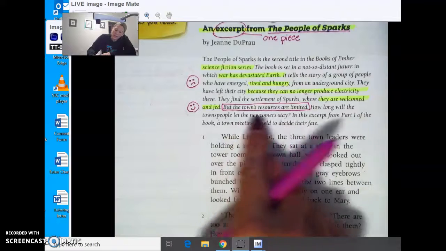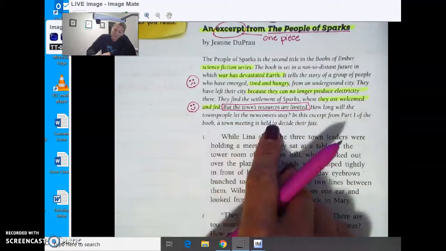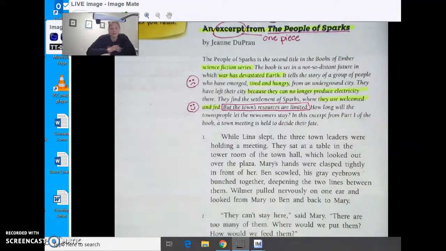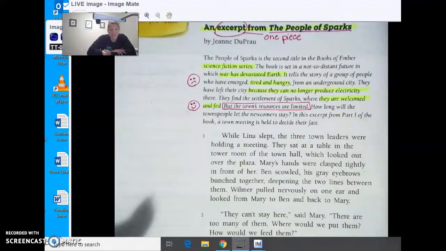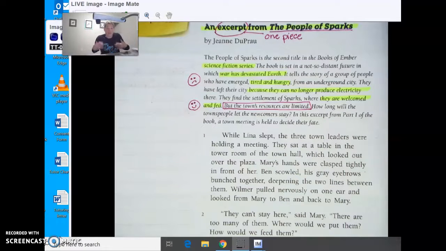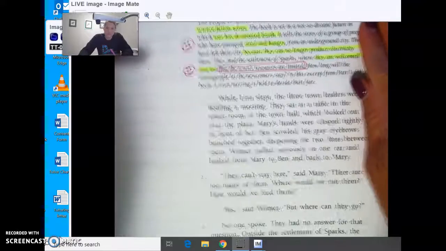How long will the townspeople let the newcomers stay? In this excerpt from part 1 of the book, a town meeting is held to decide their fate. So we already have an idea of what we're going to read about. Okay? We have a war that's devastated the earth. People are tired, they're hungry, they don't have any resources, but they find this little settlement where people do have some resources, and the people of that town have welcomed them in and said, "Come, let us help you." But the problem is, if they only have a few resources, they don't know how long they're going to be able to help those people before they start having some problems. So let's see what's happening as we read.